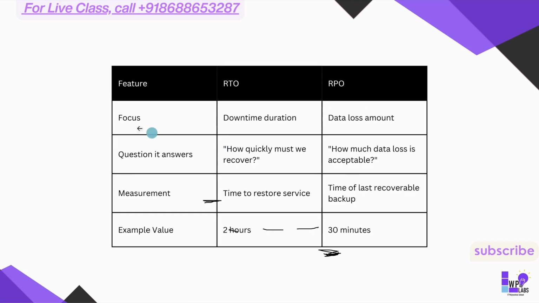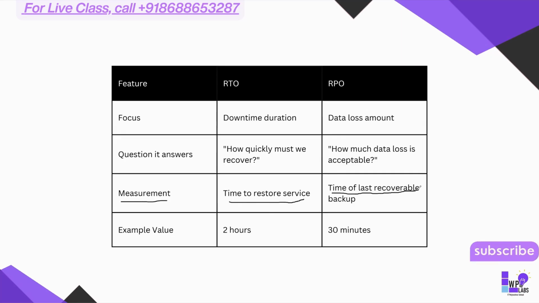So here, RTO's feature focus is downtime duration. For RPO, it's the data loss amount. And what does it actually mean? For RTO, the question is how quickly must we recover. And in RPO, we ask how much data loss is acceptable. The measurement for RTO is time to restore service, and for RPO it is the time of the last recoverable backup. An example for RTO is 2 hours and for RPO is 30 minutes.